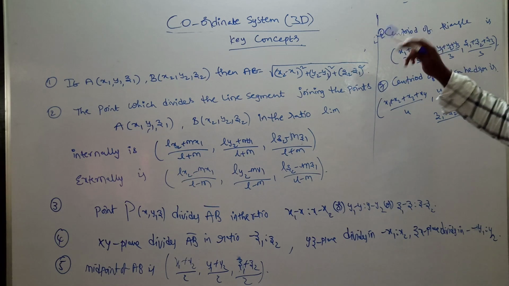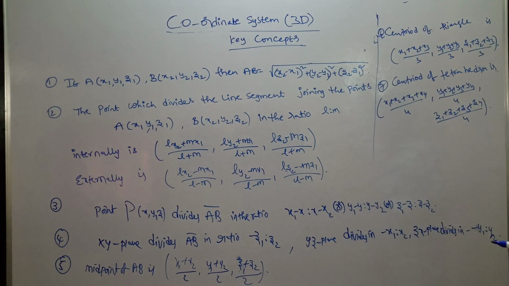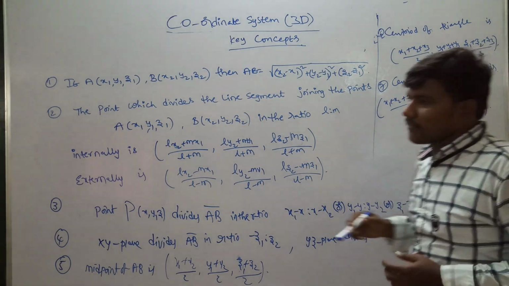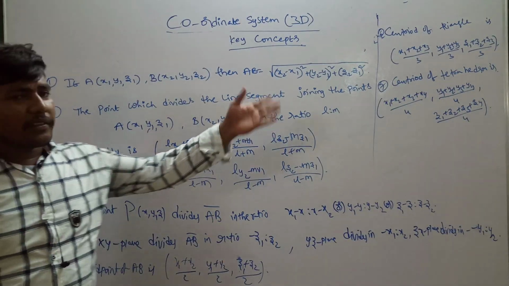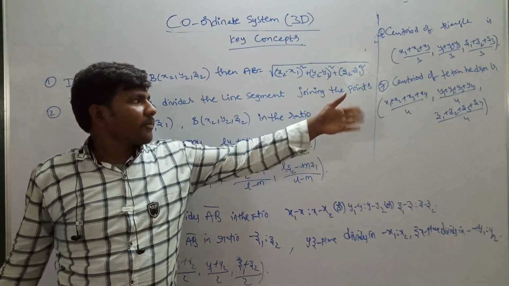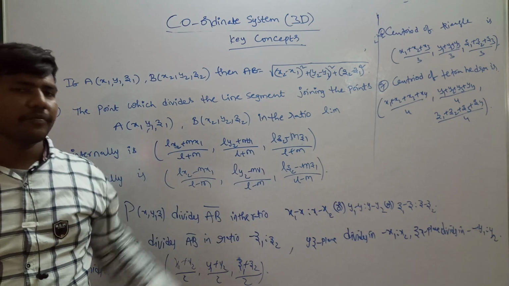Next, the centroid of a triangle having the vertices A(x1, y1, z1), B(x2, y2, z2), C(x3, y3, z3) is (x1 plus x2 plus x3) by 3, (y1 plus y2 plus y3) by 3, (z1 plus z2 plus z3) by 3. Finally, the centroid of the tetrahedron is (x1 plus x2 plus x3 plus x4) by 4, (y1 plus y2 plus y3 plus y4) by 4, (z1 plus z2 plus z3 plus z4) by 4.